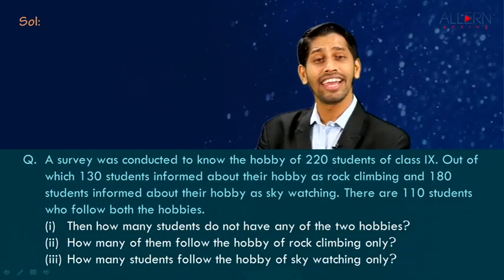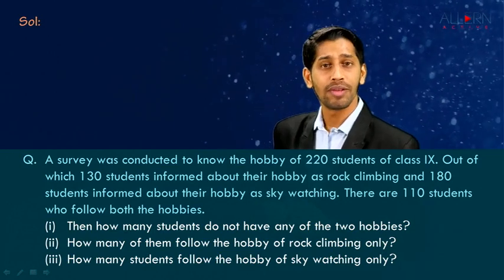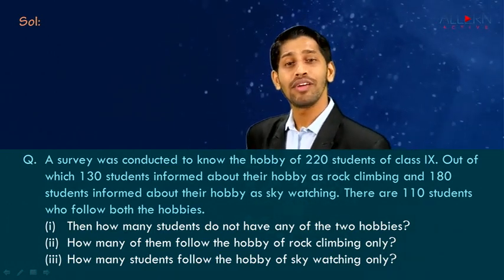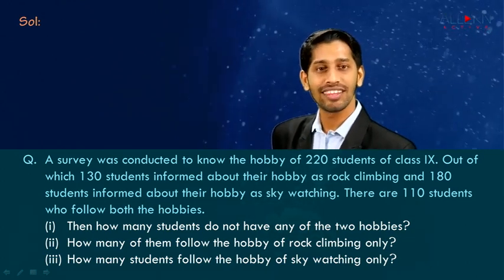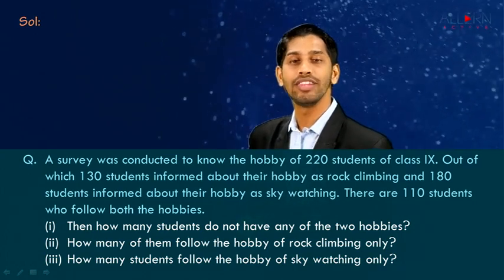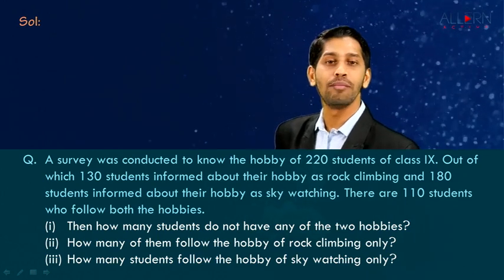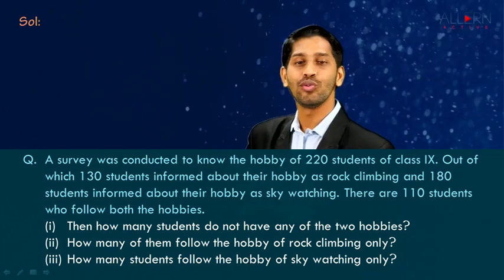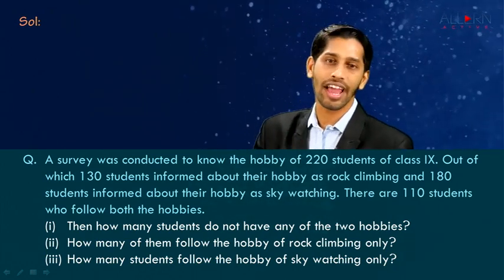Hi, let's take a very important sum of this chapter based on the concept of word problem, and this sum we are going to solve using formula. A survey was conducted to know the hobby of 220 students of class 9th, out of which 130 students informed about their hobby as rock climbing, 180 students informed about their hobby as sky watching, and 110 students informed about their hobby as both rock climbing and sky watching.